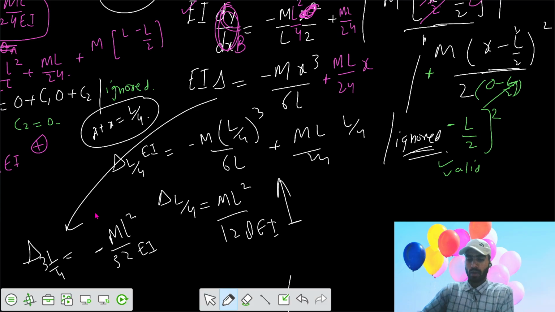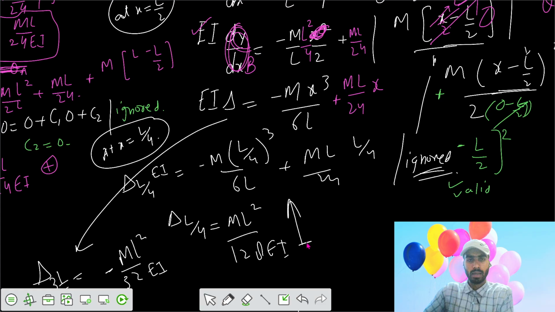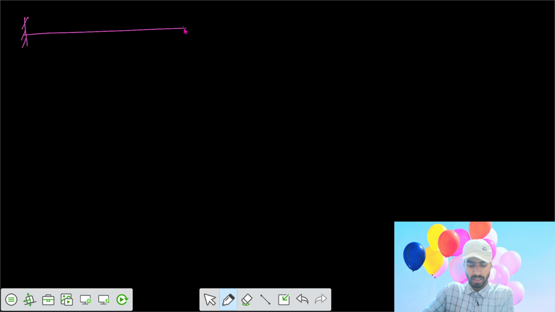Now we have one more problem, that you got a propped cantilever with a point load of 6 kilonewton at 1 meter from B, and the length here is 2 meters. So we have to get the shear force, we have to get the reaction at B, and we have to get the theta at B.